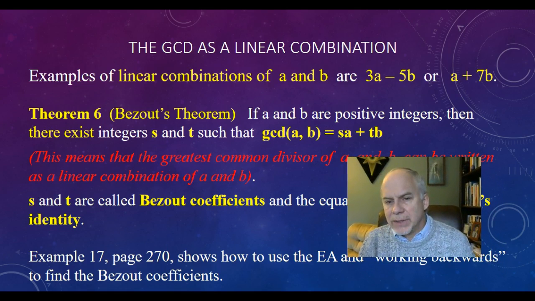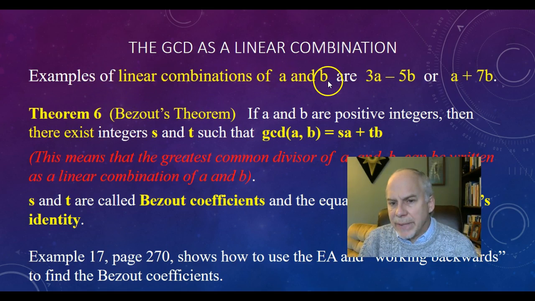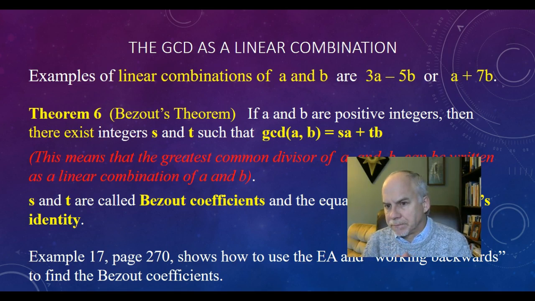A linear combination of a and b, this is an example, 3a minus 5b. So basically it's any integer in front of a and any integer in front of b, combined into one combination. Another example is a plus 7b. So you have a coefficient, in this case it would be 1a plus 7b.